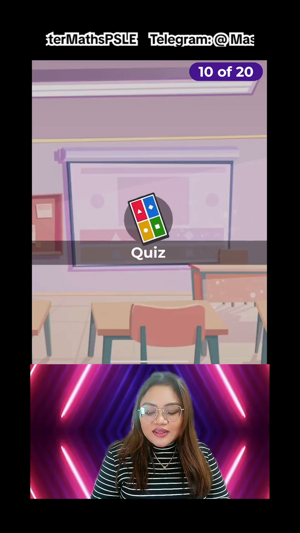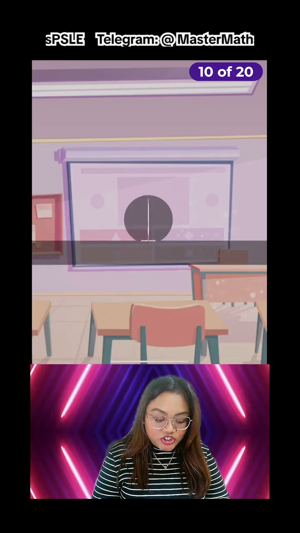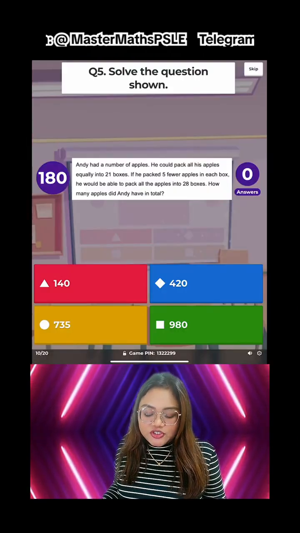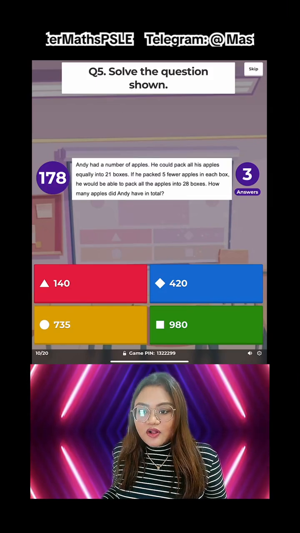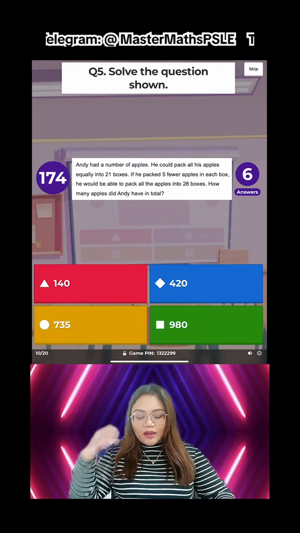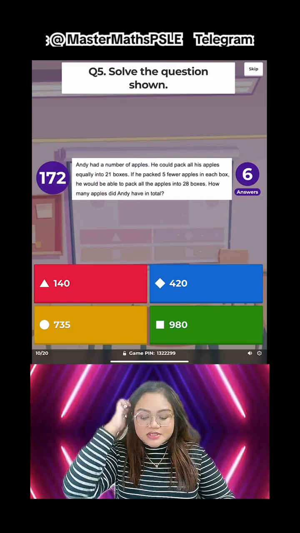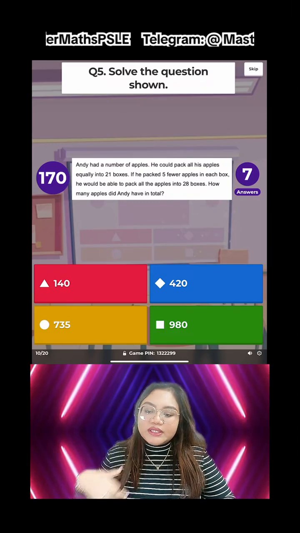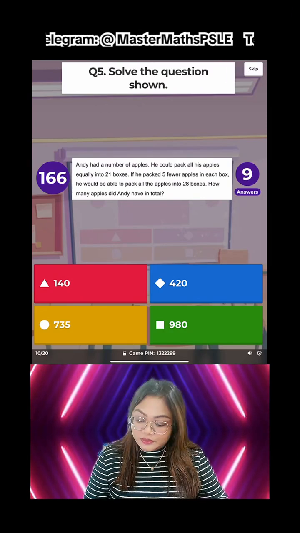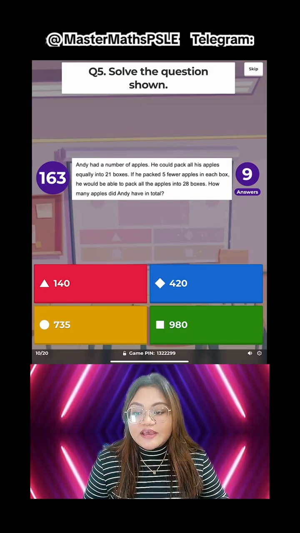Okay, our last MCQ question before open-ended. Solve the question shown. Andy had a number of apples. He could pack all his apples equally into 21 boxes. But if he packed 5 fewer in each box, then he would be able to pack all the apples into 28 boxes. How many apples did he have in total?